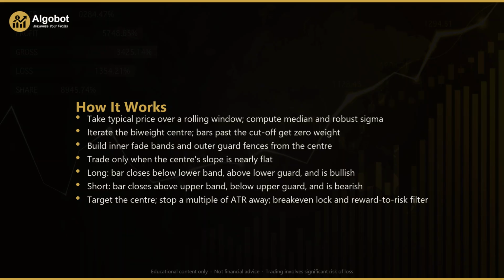Before any trade, a minimum reward to risk filter rejects setups where price already sits too close to the center. Only one position per magic number is allowed, and a spread filter blocks entries when spreads are too wide. Finally, a break-even lock moves the stop to the entry price once the trade travels a set fraction of the average true range in its favor, so a trade that half works and then reverses costs nothing.